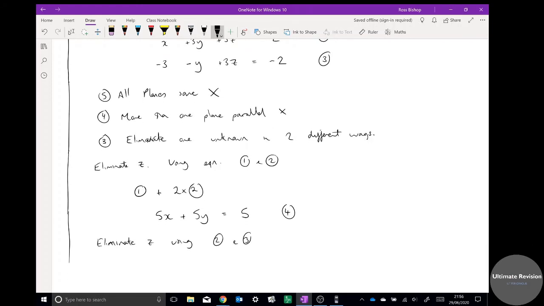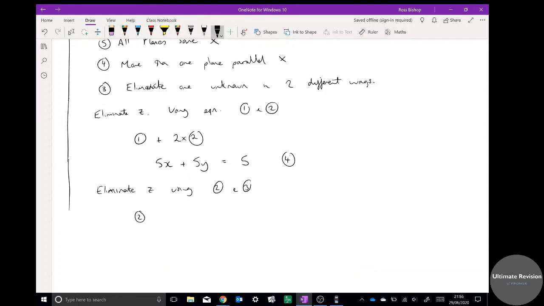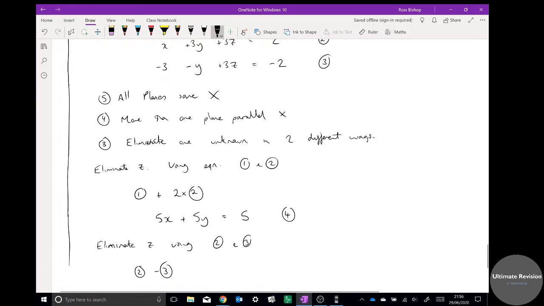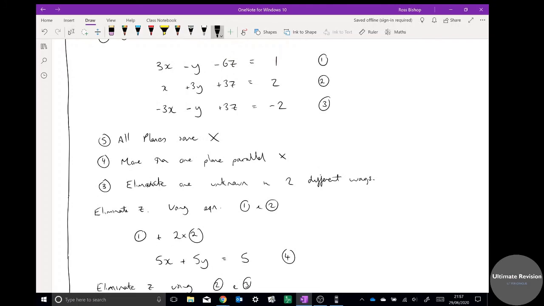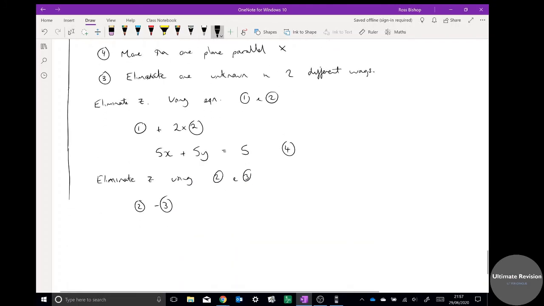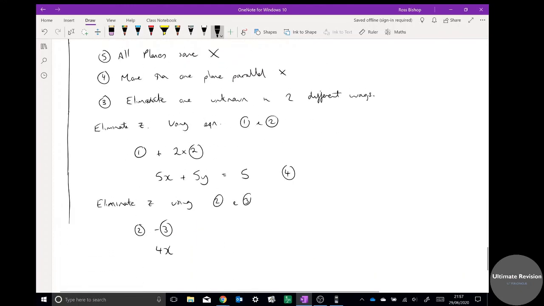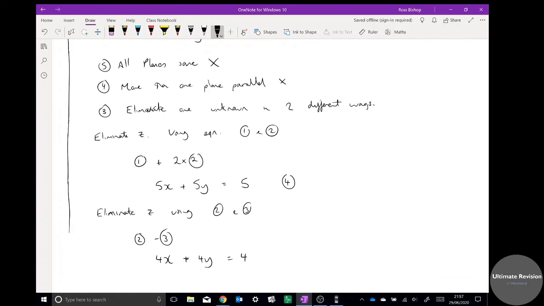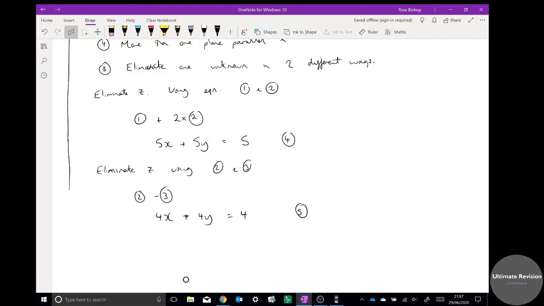So I've used all 3 equations, and these are really easy because I can just do 2 minus 3 because the z's are already the same. So if I do 2 minus 3, I get x. Oh, that should be an x there. So it's going to be 4x plus 4y equals 4. I'm going to call that equation 5. And then I attempt to solve these 2 equations, okay?